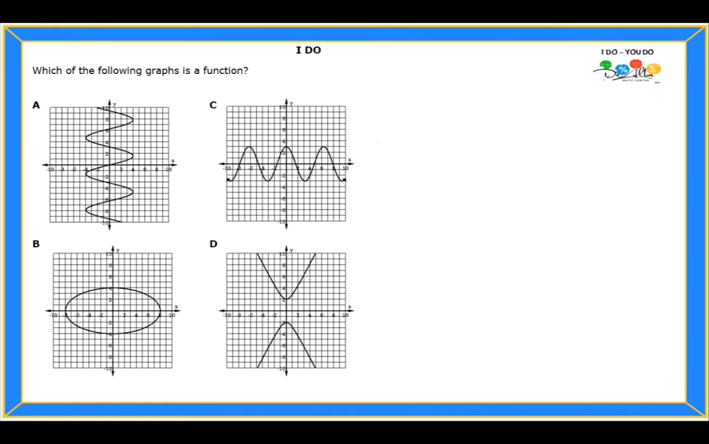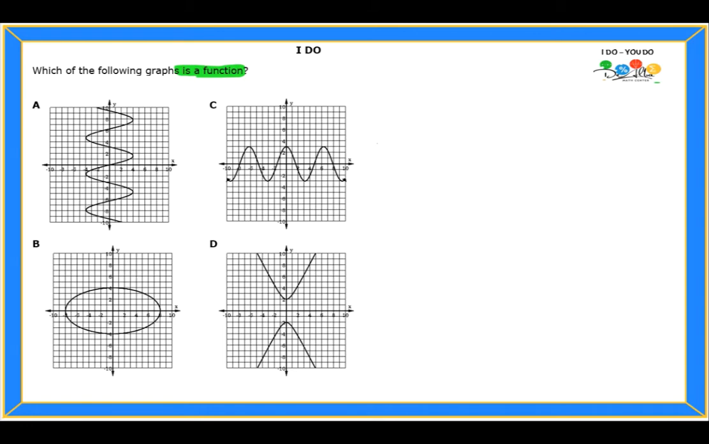It says, which of the following graphs is a function? So I'm looking for a graph that is a function, okay? A function means that x cannot repeat. It means that every x value should have one unique y value. But that's not going to help us too much here because I do not have ordered pairs.